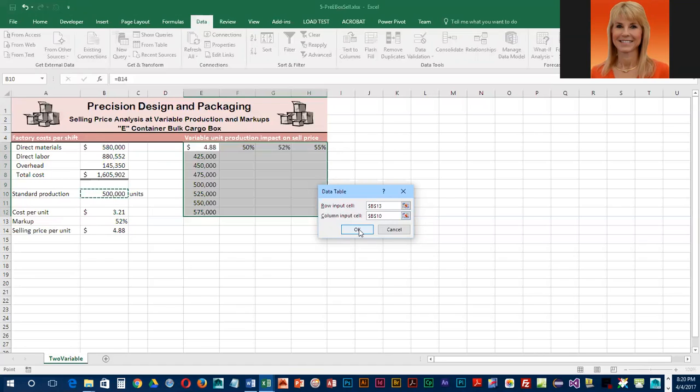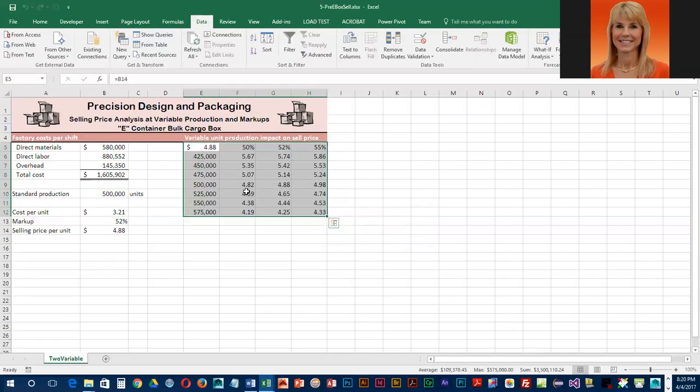So we're going to go ahead and click OK, and then we will get the various selling prices. And then we can save our changes. And you can understand now why I showed you the simpler example, because this is a lot more complicated than it needed to be.